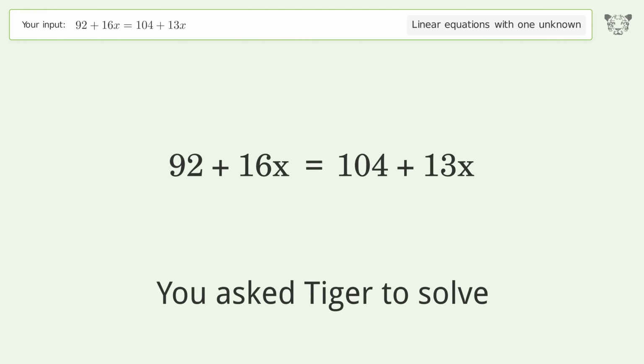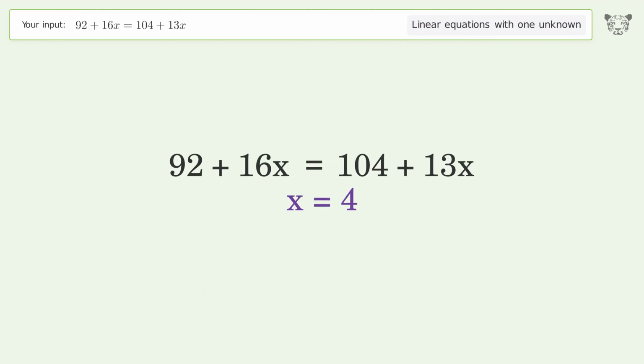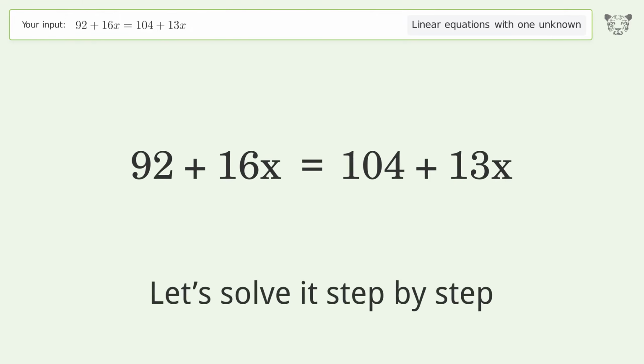You ask Tiger to solve this. This deals with linear equations with one unknown. The final result is x equals 4. Let's solve it step by step.